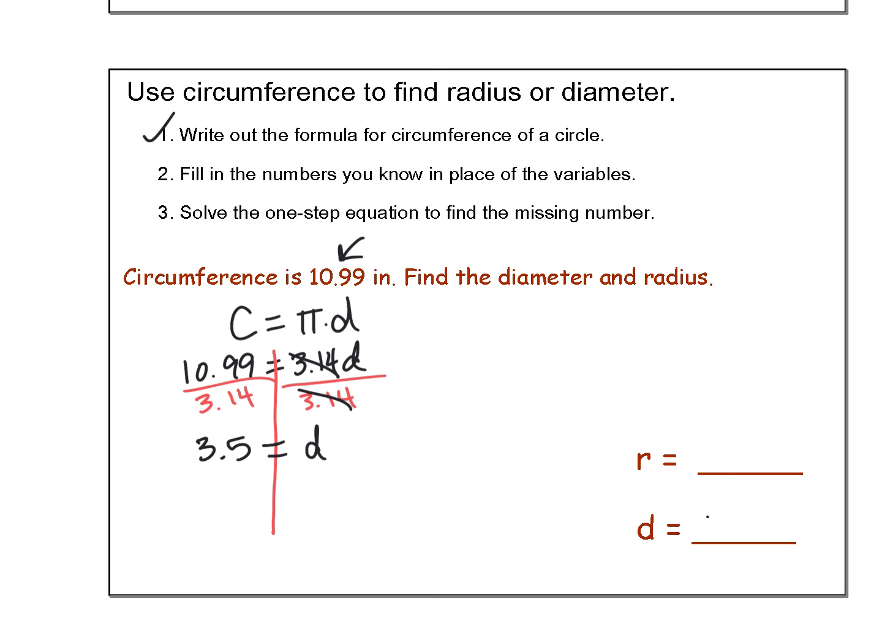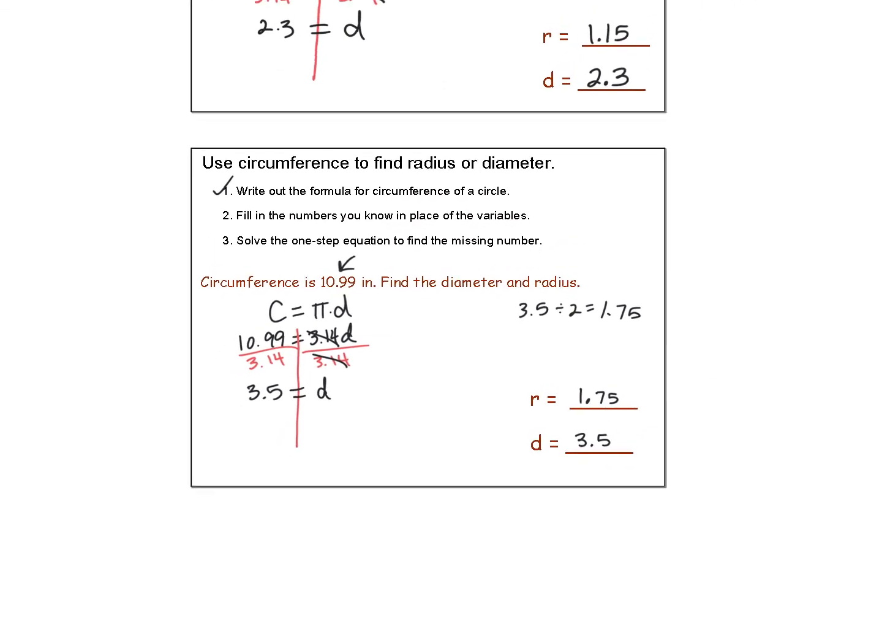All right, so my diameter is 3.5, so how do I find my radius? Well, in order to find my radius, I just divide my diameter in half. So 3.5 divided by 2 is going to equal 1.75. So my radius is 1.75. All right, guys, good job. I know those are tricky, but the more we practice, the easier it will get.